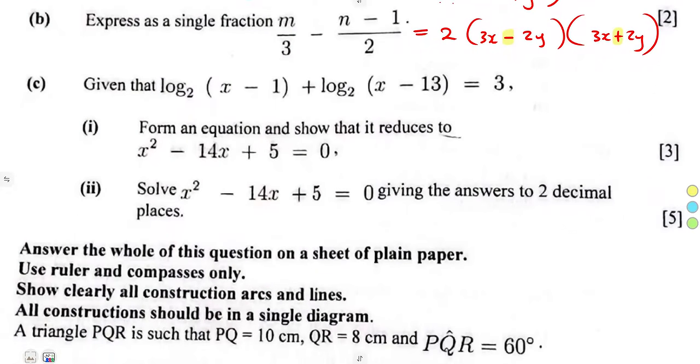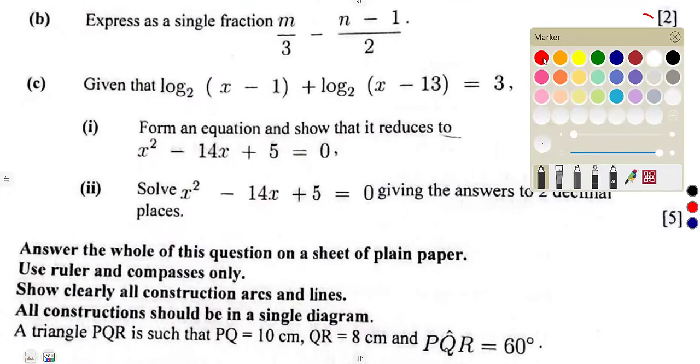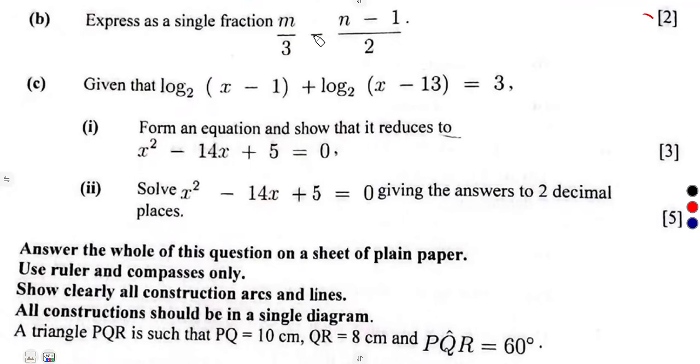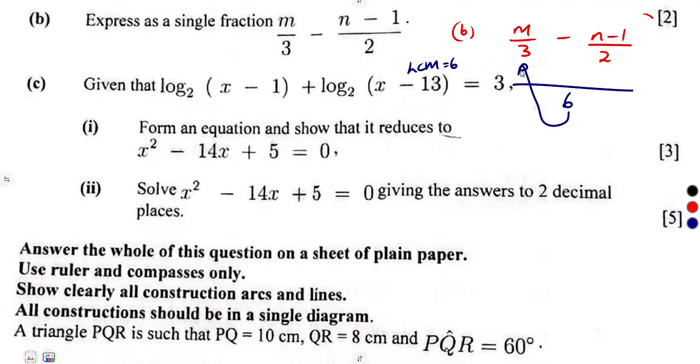B, expressed as a single fraction, all right? So let's consider this as a single fraction. So many ways to consider this, all right? So that's the part B, m over 3 minus n minus 1 over 2. You can simply consider the LCM of these denominators 3 and 2, which is what? Which is 6. So over 6, 6 divided by 3, that's a 2.